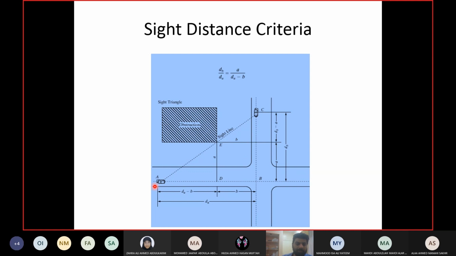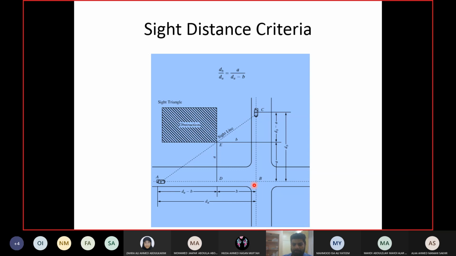What is A, D, E? A is the position of the driver on the major road. D is the point in line with the obstruction on the major road. Okay, and E is the edge of the obstruction. So we have these two triangles, and these are similar triangles.